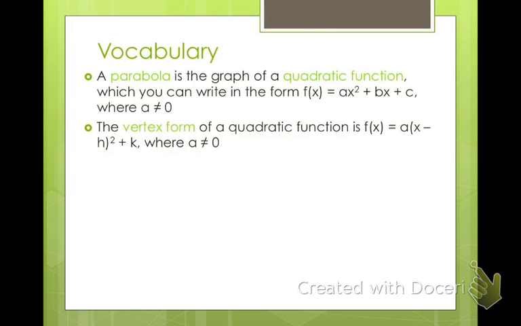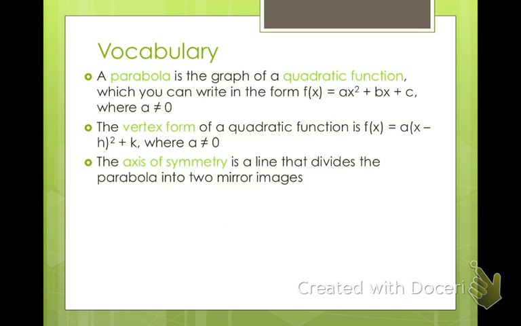The vertex form is f of x equals a times the quantity x minus h squared plus k. So again, you can see we're using that a, h, and k again, just like we did when we talked about absolute values. The axis of symmetry is a line that divides the parabola into two mirror images. So again, it's that vertical line that makes mirror images. We talked about it when we did absolute values again.